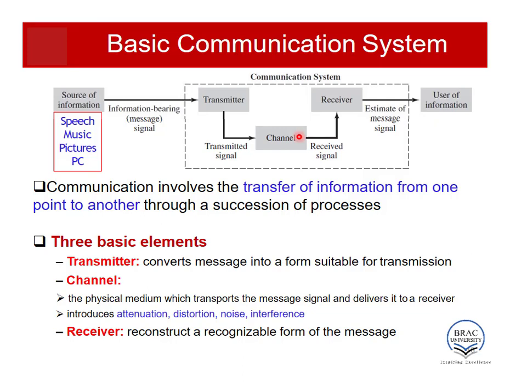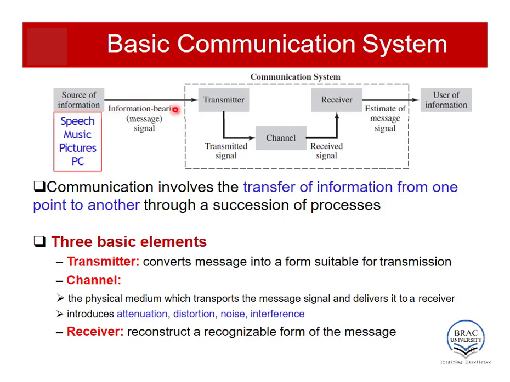So this is one of the important parts of this slide, of this topic. It shows a basic diagram of a communication system. What are the components of it? At first, you need a source of the information. Let's say I am delivering a speech now. This is the source of some information. It may be some music, some pictures, or it may come from a personal computer. So these are the sources of information. These sources of information deliver some message signal.